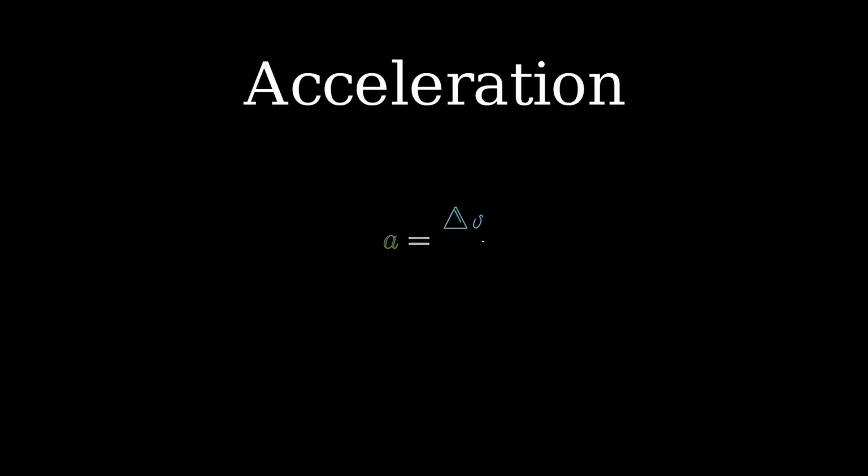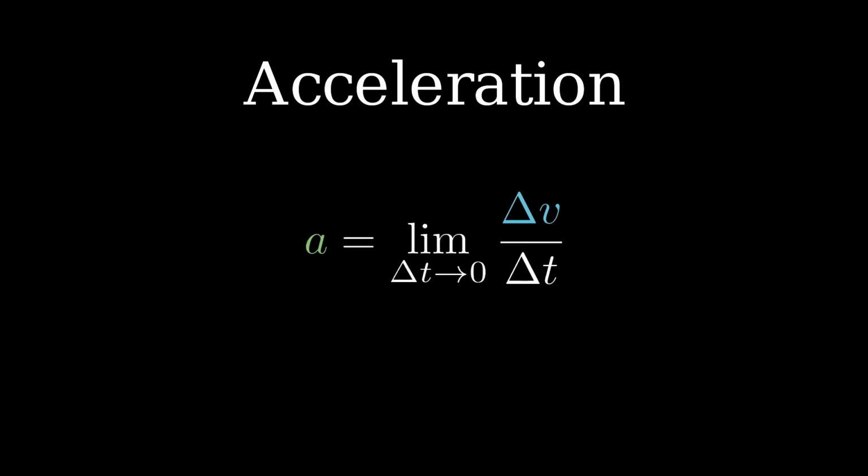Now if we want to fully describe the motion of objects, we'll also need one more quantity: acceleration. Acceleration is like the velocity of velocity. Basically, it's just the change in velocity over change in time. So when you go from a low velocity to a high velocity in a short amount of time, then you have a high acceleration.